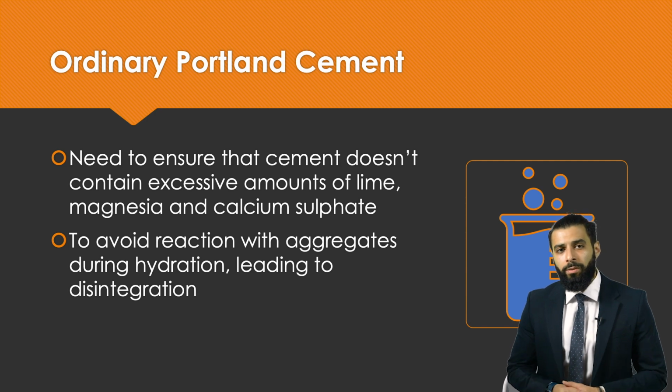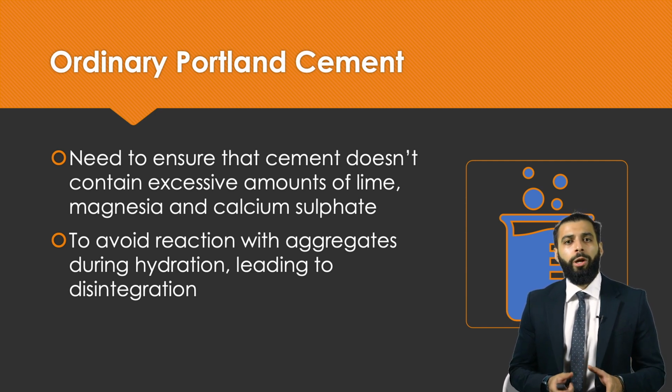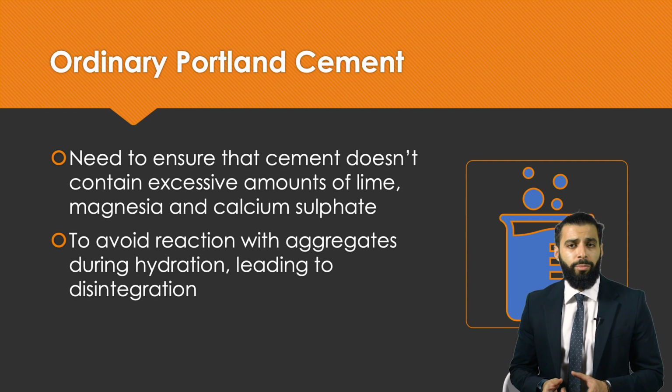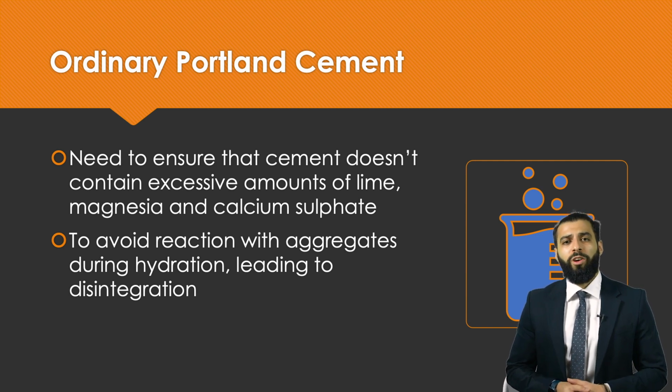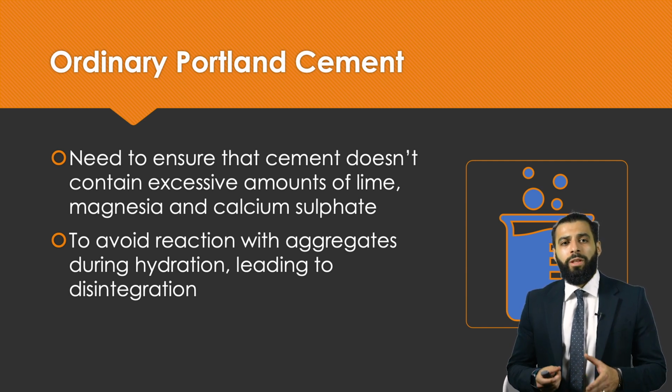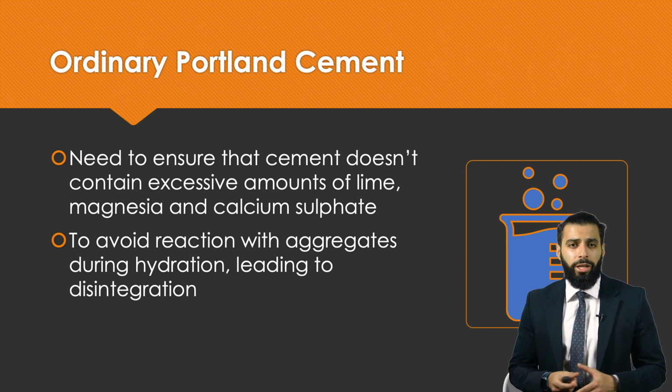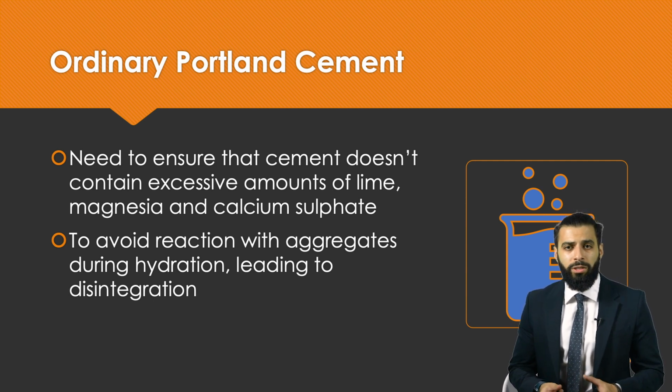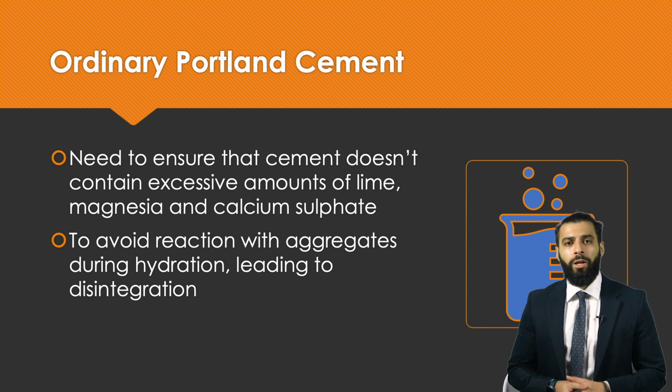Now, OPC, when it's produced, you've got to make sure that it doesn't contain excessive amounts of lime, magnesia, and calcium sulfate. So for instance, magnesia can be present in up to 4.5% of the total volume of your cement final product. The reason for that is because we're trying to avoid any reactions with the aggregates eventually when we mix the whole constituents together.